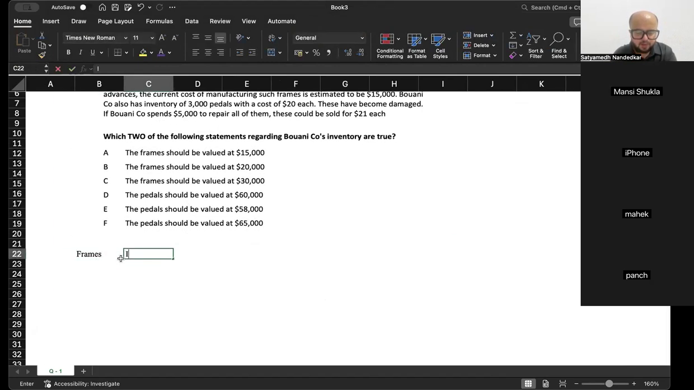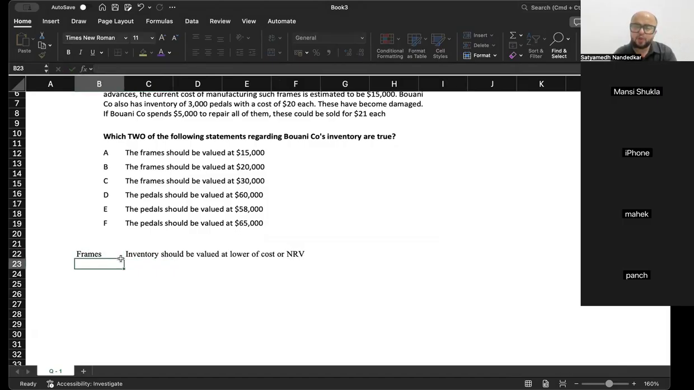Frames. Okay. Inventory should be valued at lower of cost or NRV. Do you agree that cost is the historical cost amount that you have already incurred?